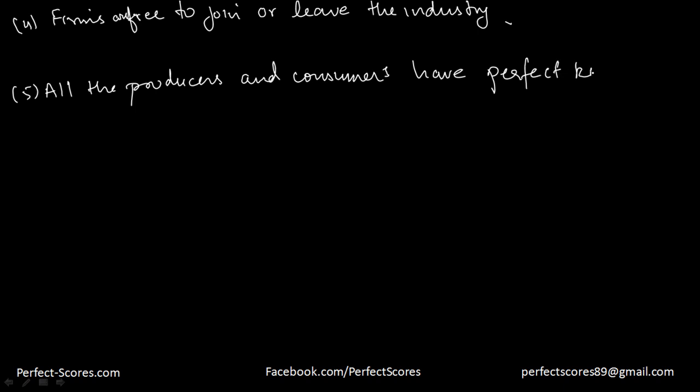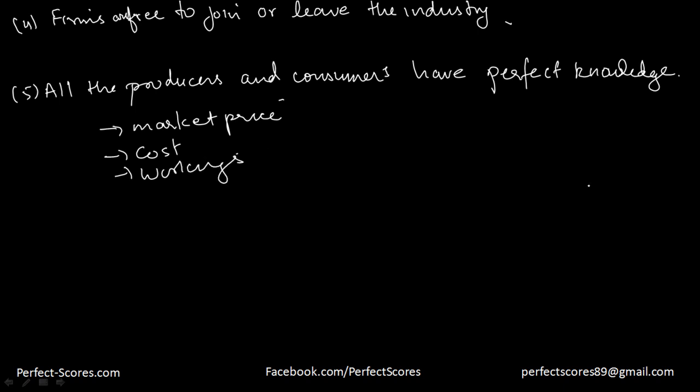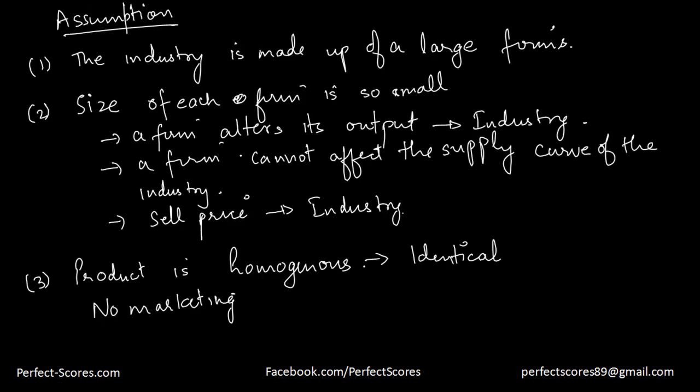So when I say perfect knowledge, that means all the consumers and the producers are fully aware of the market prices. They're fully aware of the costs, right? And the workings of the market, right? So the consumers actually know what the price is, what the quality is, what the availability of goods is, and so on. Which is why this is purely a theoretical model, because these assumptions rarely happen in the real world.